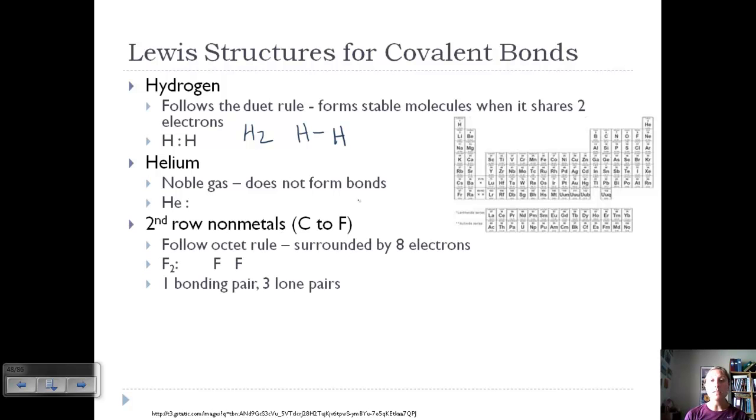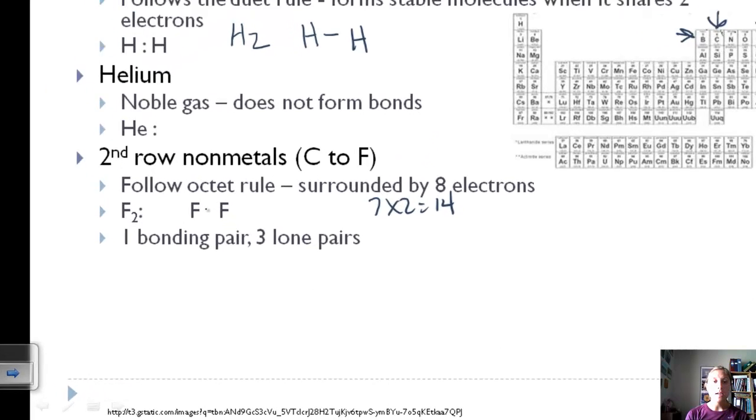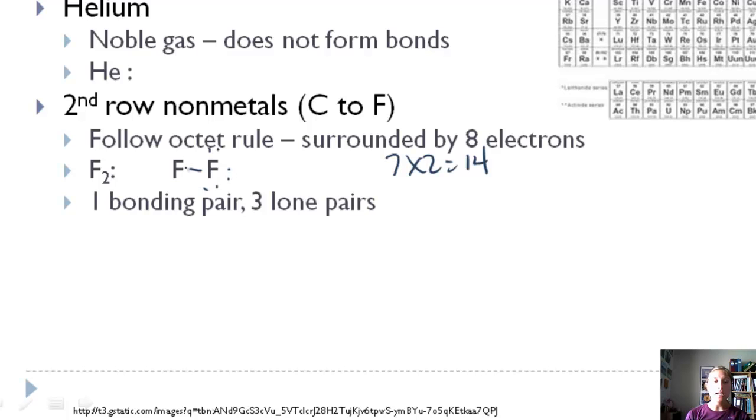Now let's move to the second row nonmetals, which would be boron to neon, or, well, boron technically falls into the metal category, so we're going to look at carbon to fluorine, since neon is a noble gas. These all follow what's called the octet rule, which means they're surrounded by 8 electrons in order to be considered stable. If we have the compound F2, we know based on the periodic table that this is group 7, and so 7 times 2 gives us 14 electrons. They are each surrounded by 8 electrons, 2 being shared, 3 what are called lone pairs, so 1 bonding pair, 3 lone pairs, and that forms a stable compound.